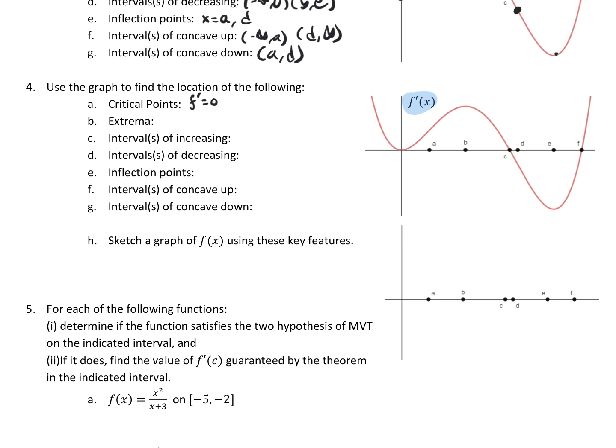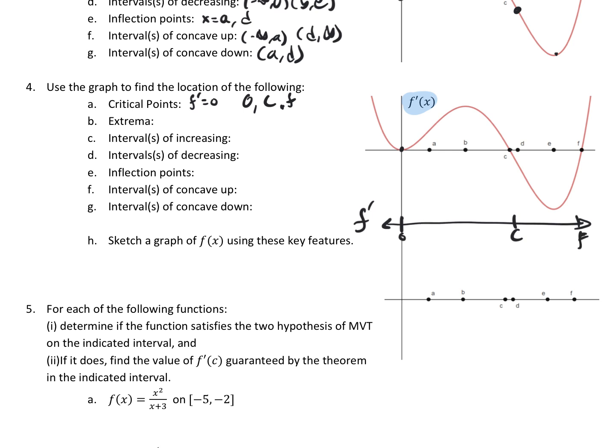And where does that happen? Well, f prime is 0 at 0, and at c, and at f. Okay? Now, which one of those are extremas? Well, it might help to do a number line here. So let's do a number line here, and let's translate this for f prime. F prime is 0 at 0, at c, and at f.